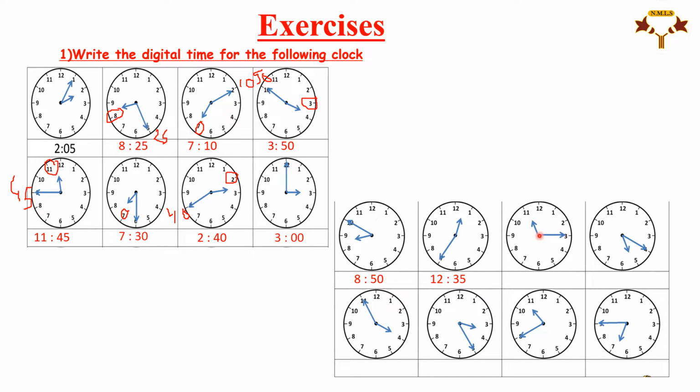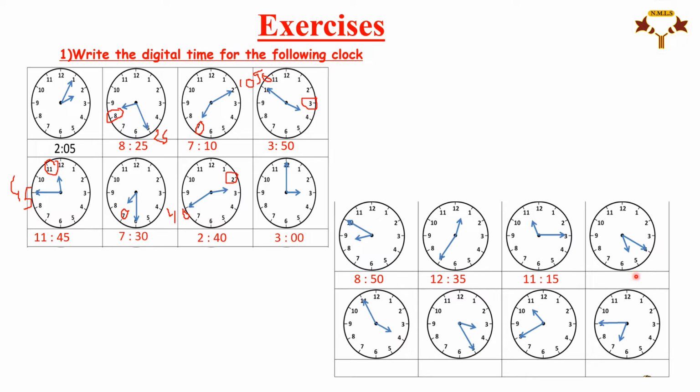Here we have short hand at 11 and long hand at 3. Short hand for hours, it's 11. And long hand for minutes. Let's count how many minutes. 5, 10, 15. It will be 11 and 15 minutes.